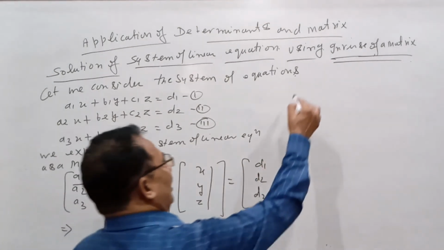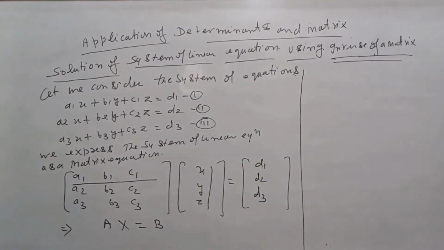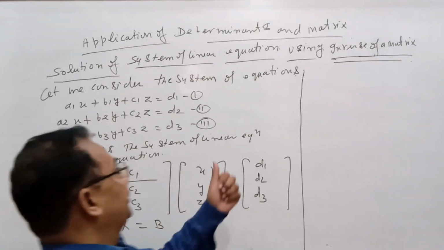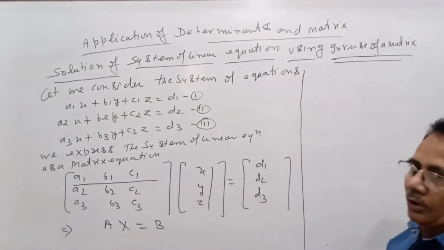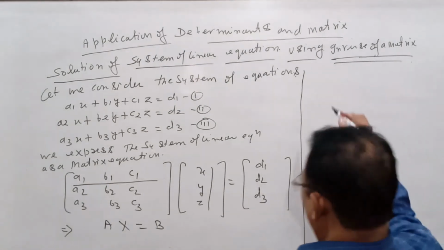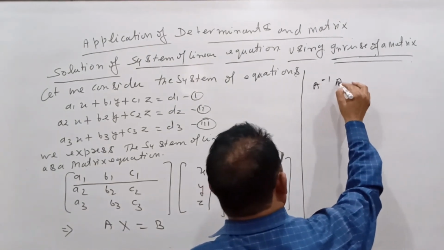Now we want to find the solution, the values of x, y, z. That is, we calculate here the value of the matrix X. But because we know that we cannot divide the matrix B by the matrix A, so in place of division of matrices, we use the inverse of the matrix by operating A inverse on both sides.